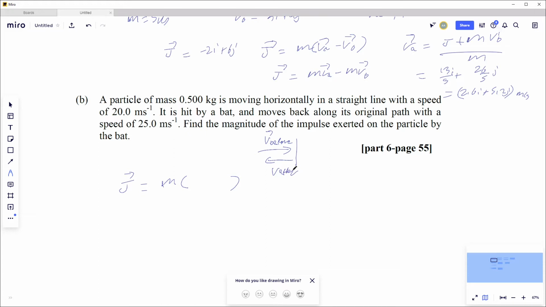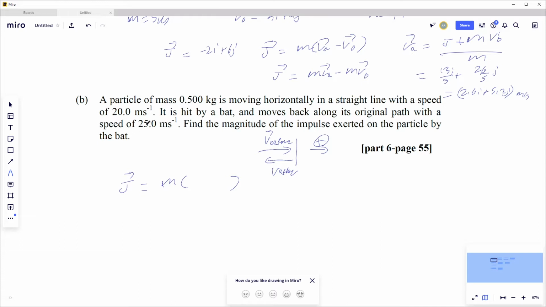And since we know velocities are either negative or positive, one of them is definitely negative. So you just have to pick a positive direction. You can pick this one to be positive, so this one will be positive, this one will be negative. And this matters because it affects your calculation.